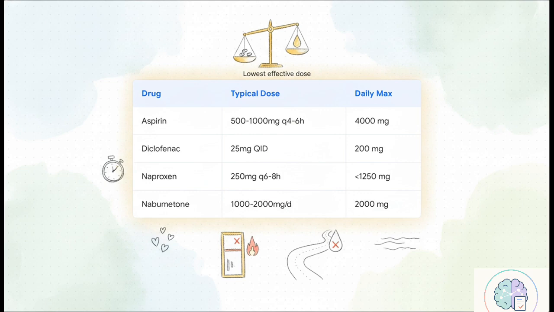Naproxen requires a loading dose of 500 milligrams before dropping to 250 every 6 to 8 hours, and you've got to keep that daily max strictly under 1250. Then there's Nabumetone, which maxes at 2,000 milligrams a day. And interestingly, it doesn't actually interfere with platelet function like most of the other NSAIDs do.